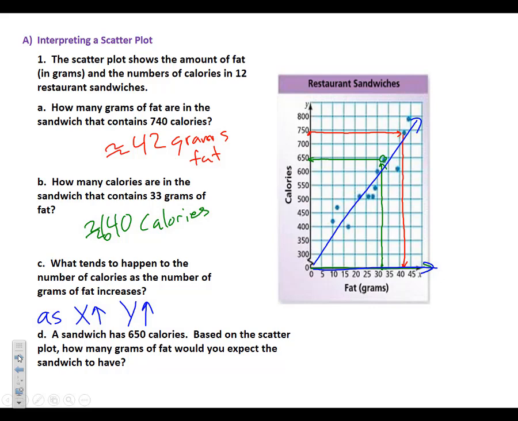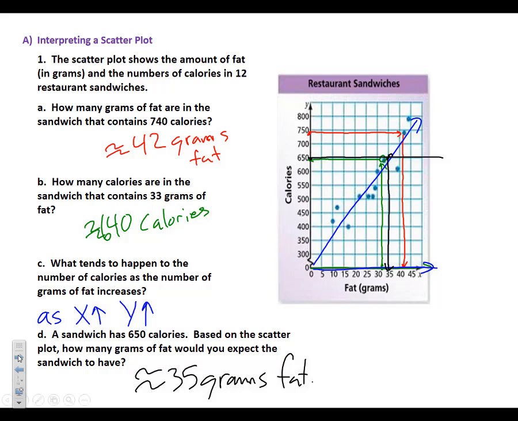All right, part D. A sandwich has 650 calories based on the scatter plot. How many grams of fat would you expect? And so that means we're guessing, so we're starting right here at 650. I'm going across, and of course there is no dot on that line of 650. So now as I look at that blue line I drew that says, hey, this is kind of going up, somewhere in there, I'm going to pick that spot right there because it's super easy, and I'm going to say approximately 35 grams of fat. And again, it's an estimate, and we're pretty darn close.